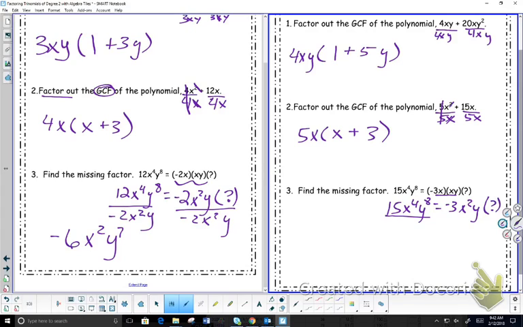So I could say divide both sides by this and solve for that something. Well, negative 3 goes into 15, negative 5 times. x to the 4th divided by x squared. Where's the bigger x? On top. Subtract them. 4 minus 2 is 2. Y to the 8th minus y. Remember, that's like having a 1. So 8 minus 1 would be 7.